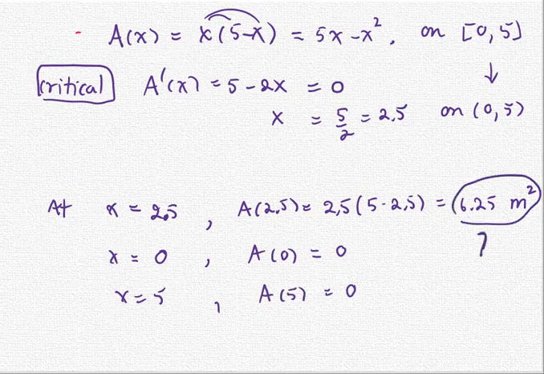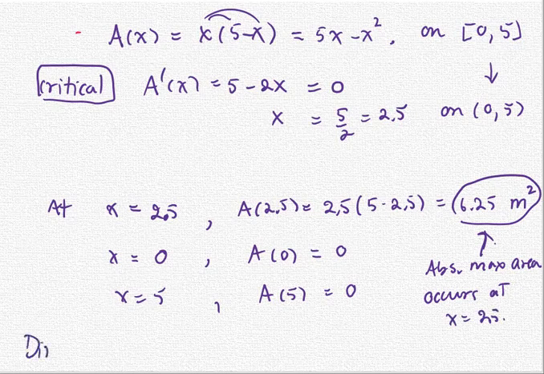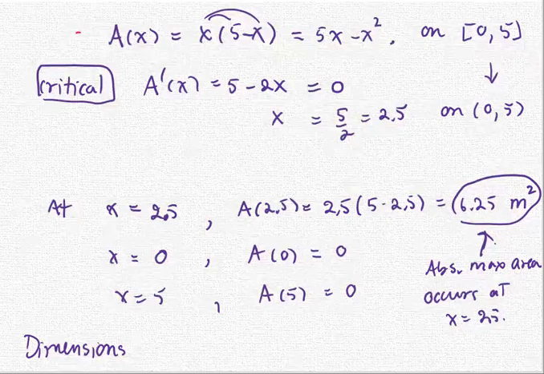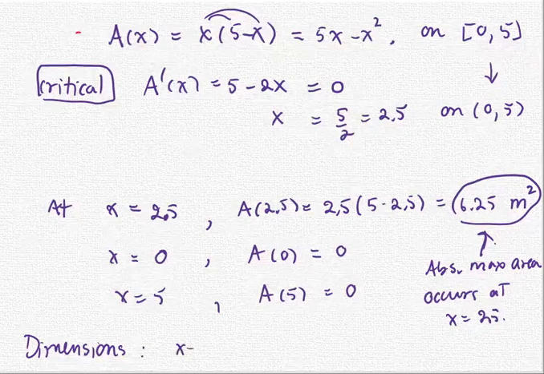Therefore, we get the absolute maximum. This case is absolute maximum area, which occurs at x equals 2.5. The problem asks for the dimensions. Then the dimensions of the rectangle that satisfy the perimeter of 10 meters and give the maximum area would be x equals 2.5 meters and y equals 2.5 meters, from the relationship that y equals 5 minus x.